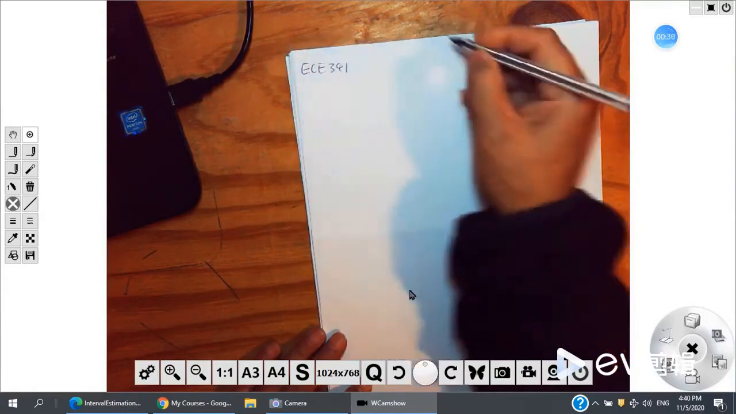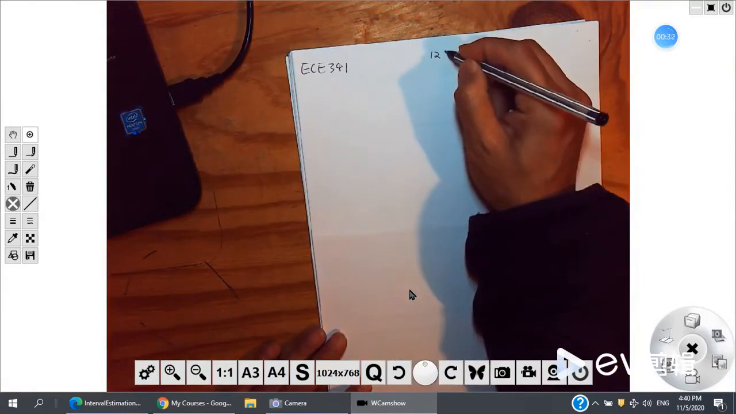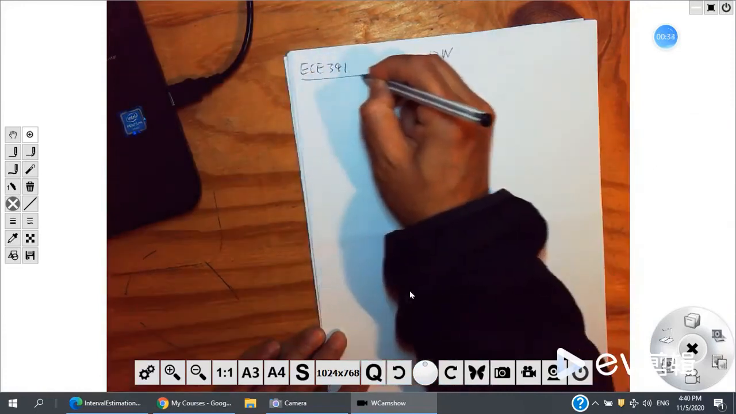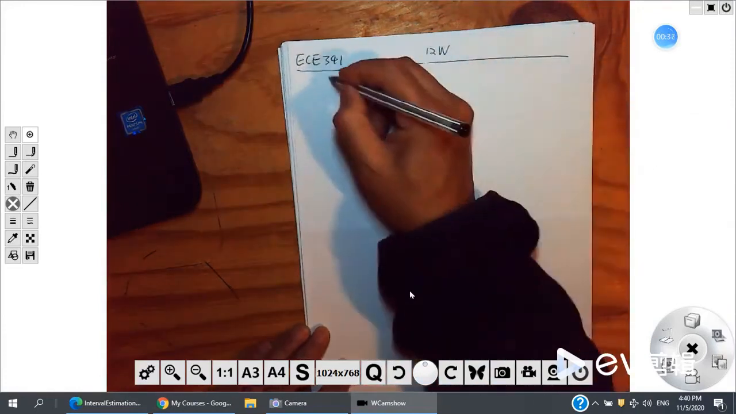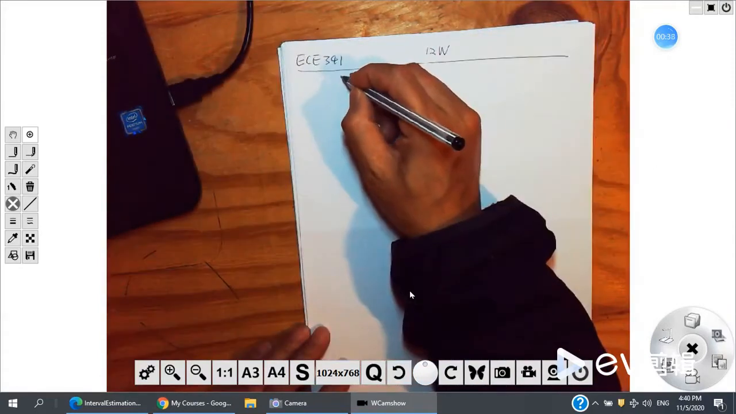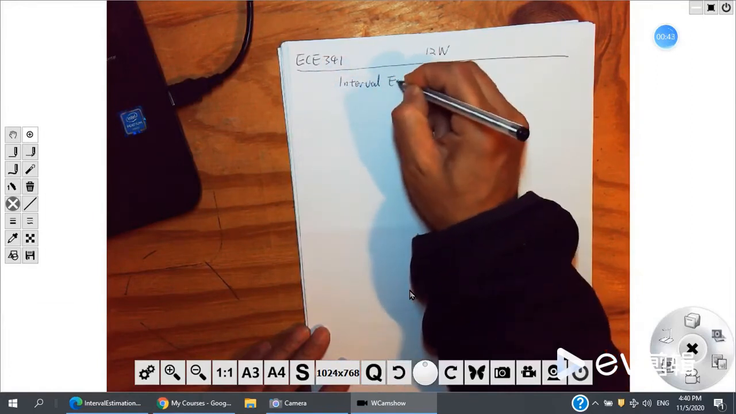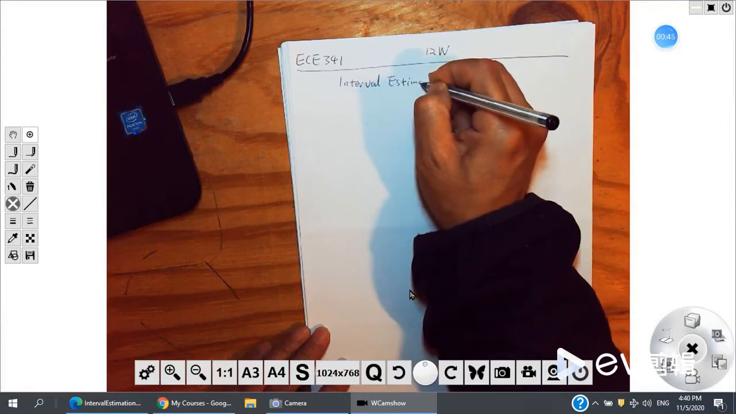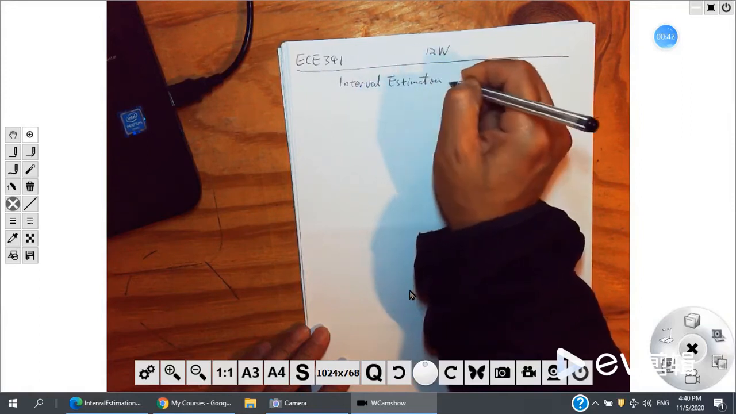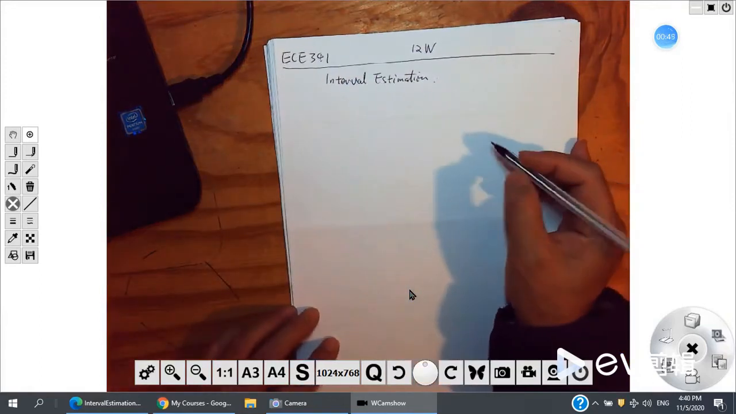ECE341. This is for the 12th week Wednesday's class. Alright. So here's the estimation, interval estimation. Okay, so what is the interval estimation?